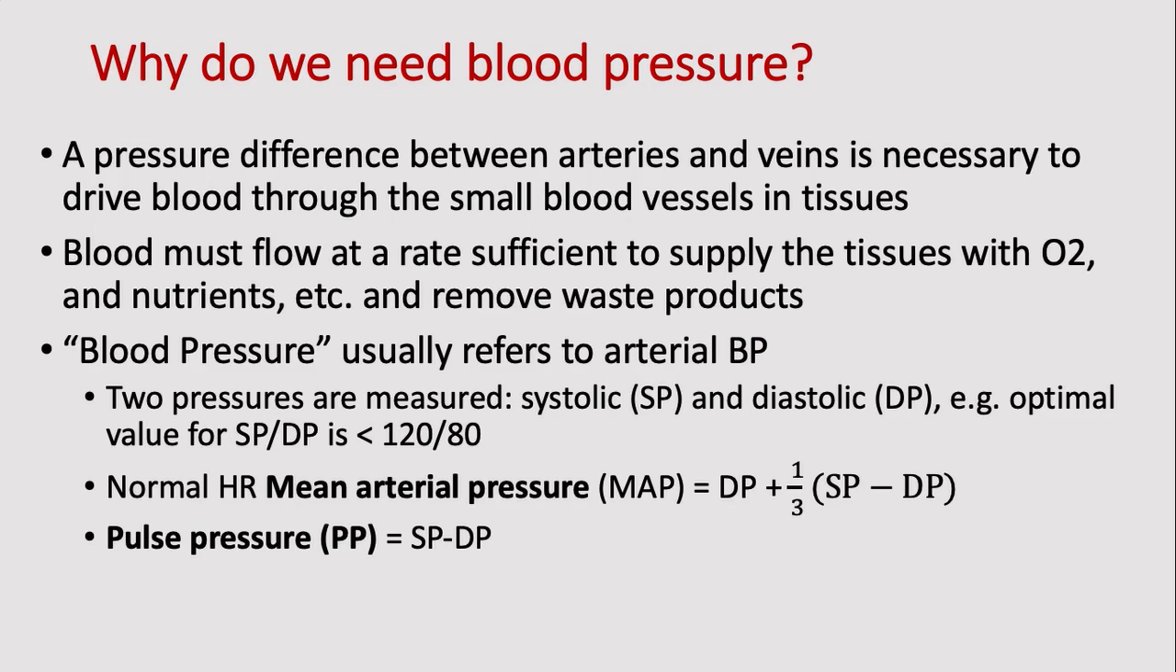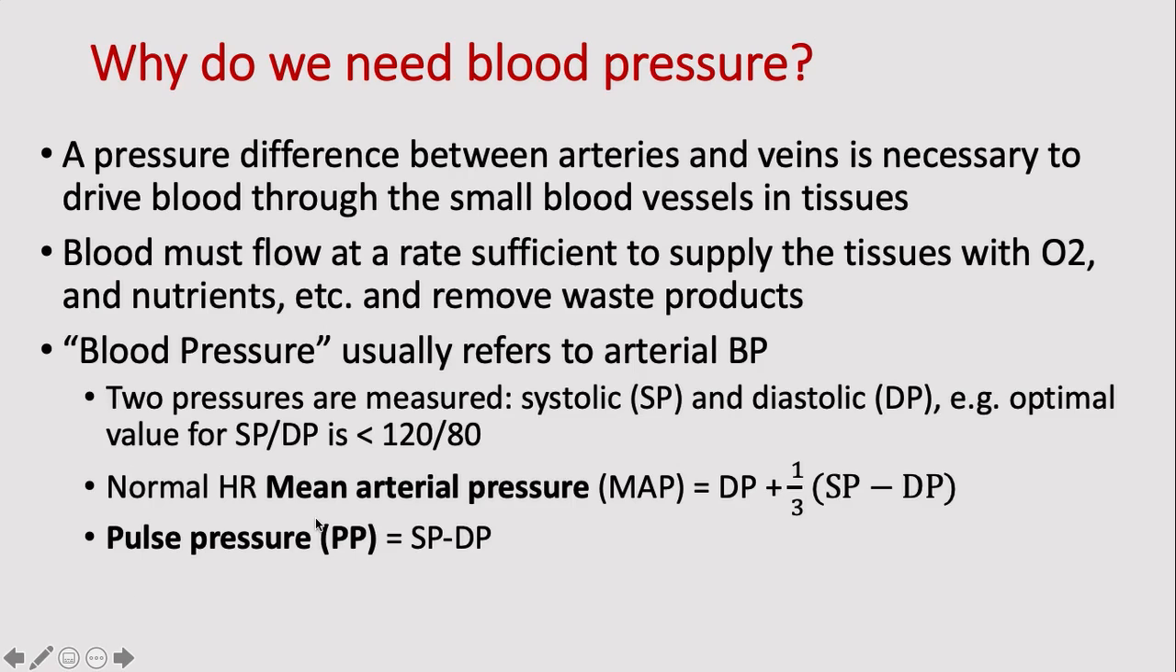I think these slides pretty much just say the same things. A pressure difference between arteries and veins is necessary to drive blood through the small blood vessels and tissues. They must flow at a rate sufficient to supply the tissues with oxygen, of course, and nutrients, and remove waste products. Blood pressure usually refers to the arterial pressure, like I said, and it's measured in systolic and diastolic.